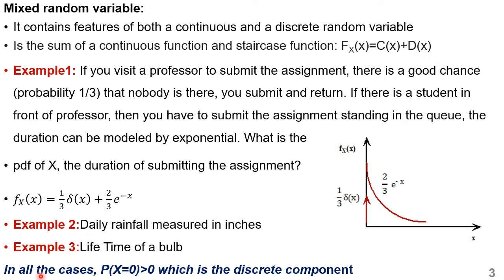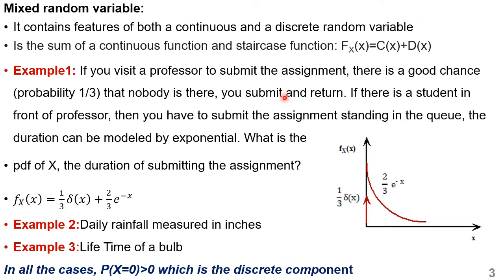Let us discuss some real-time examples for mixed random variables. If you want to submit an assignment to your professor, you visit the professor, just submit, and there is nobody else submitting the assignment. You just submit the assignment and walk out of his room. Probability is 1 by 3. Here you can observe that even at the value of x equal to 0, probability exists, which is a discrete function.